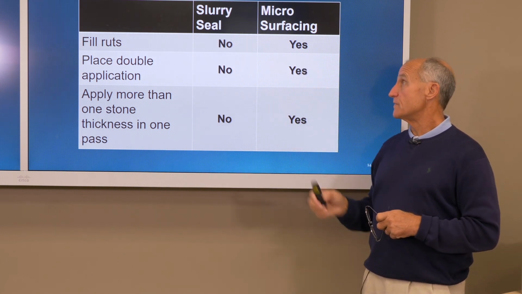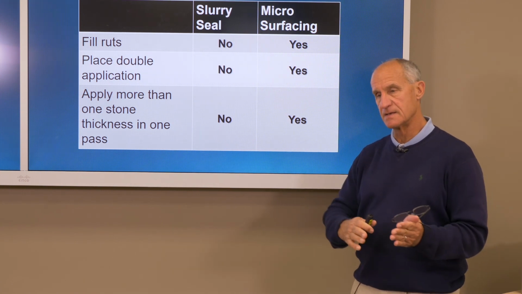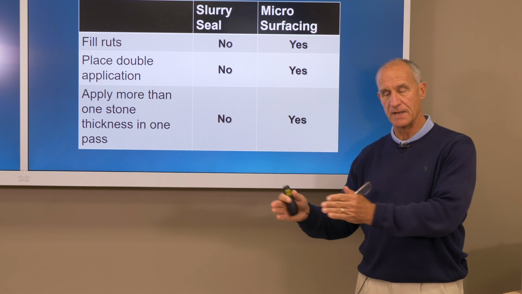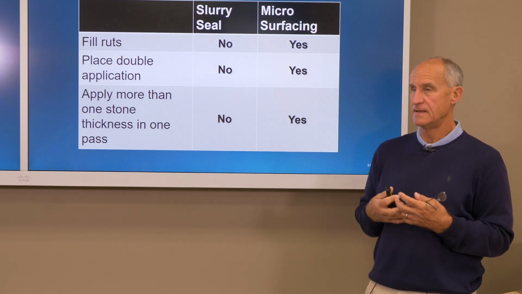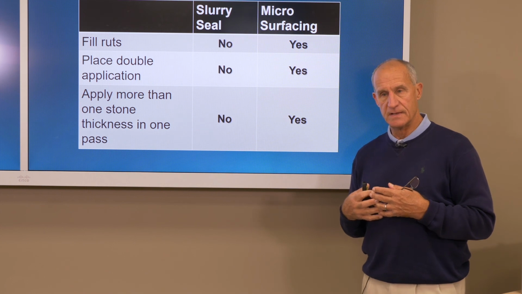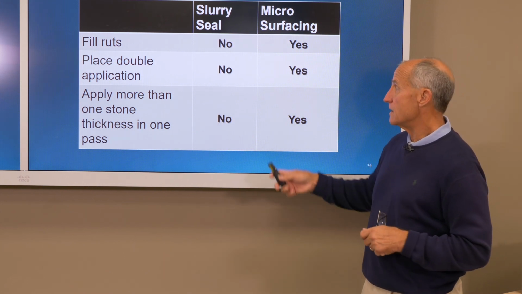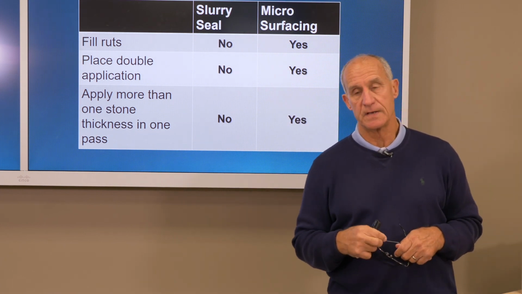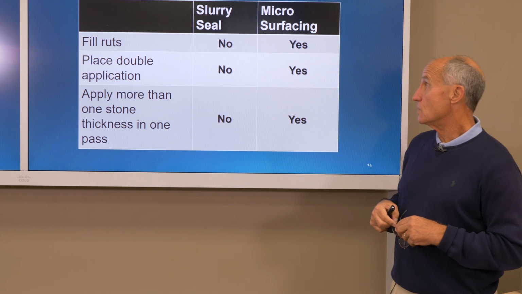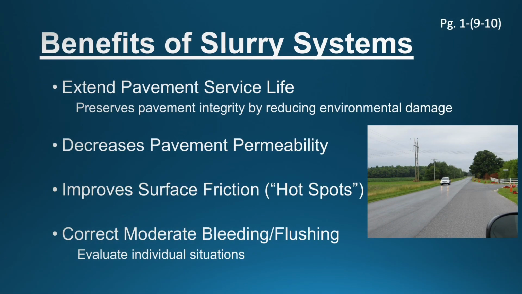With the microsurfacing, you have a little less residual asphalt content because you've taken some of the liquid asphalt out and replaced it with some liquid latex. So you do have some extra binder in there, but you don't have as much free asphalt in the mix. So for that reason, you are able to place a double application of microsurfacing where we don't recommend it with a slurry. You are able to place it a little bit deeper and fill some ruts with the microsurfacing.